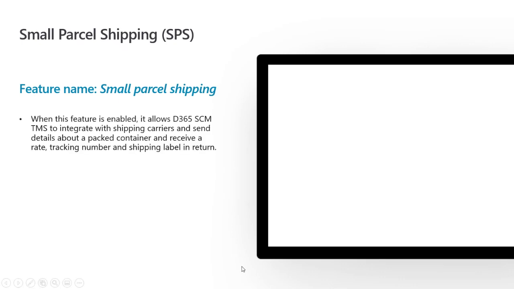So let's go through more the technical overview of the actual feature in Dynamics. The feature name, when you go to enable this in feature management, is Small Parcel Shipping. And as we said, when you enable it, it's allowing you to integrate Dynamics with those parcel shipping carriers and send them information about the packages or the container level detail from Dynamics, and then receive in return your negotiated rates from that carrier, the tracking number for the parcel, and the carrier label.